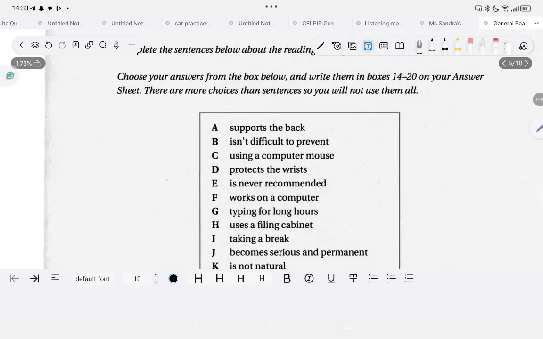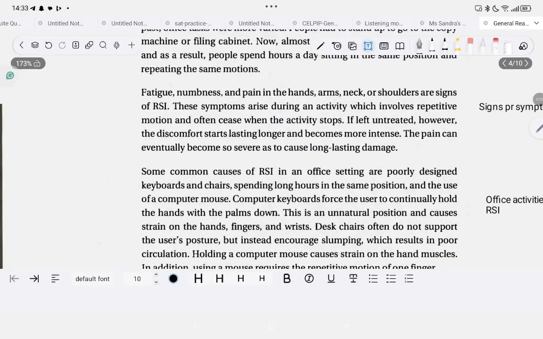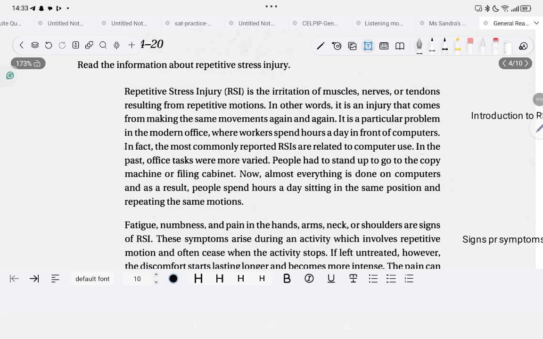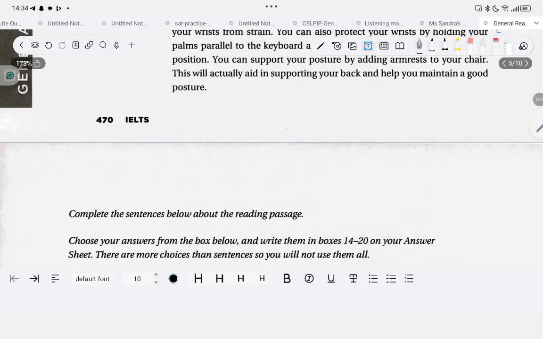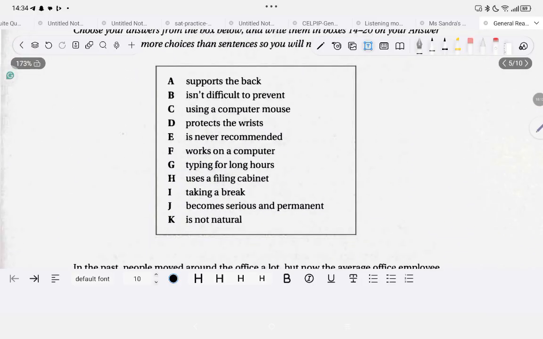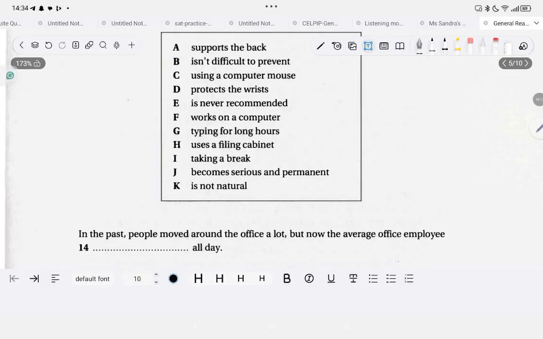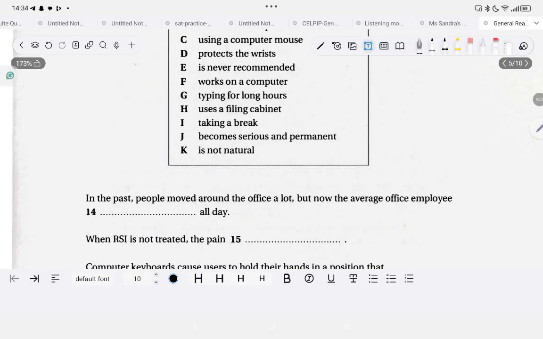So let's check. What paragraph talks about what people do in the office? That's probably the first one. Since in the past, office tasks were more varied. People had to stand up to go to the copy machine or filing cabinet. Now almost everything is done on computers, and as a result, people spend hours a day sitting in the same position and repeating the same motions. So they sit in the same position and repeat the same motions. Anything like that? It says another able to dash all day. Dash all day.